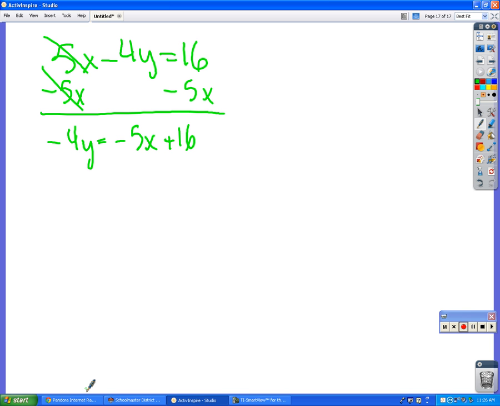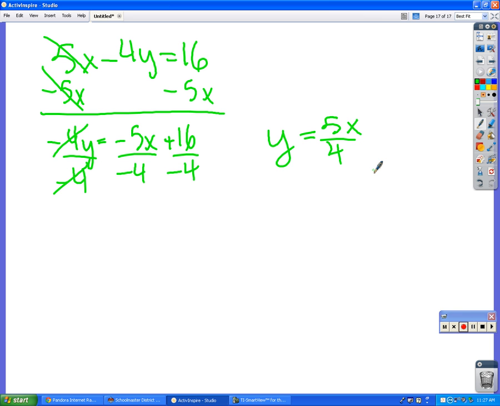And now we're going to take Jennifer's idea. How do I get rid of the -4 in front of the y? Divide everybody by -4. Everybody. So y equals, what can I simplify with -5x over -4? What happens to the 2 negatives? They cancel. So instead of writing -5x over -4, I'm just going to write 5x over 4. And then what is 16 divided by -4? -4.